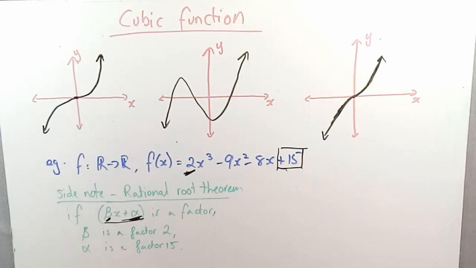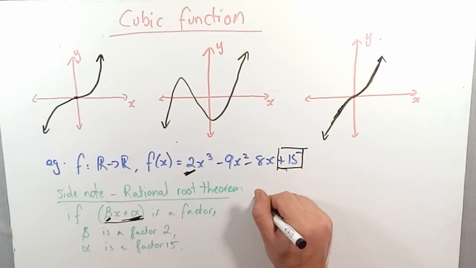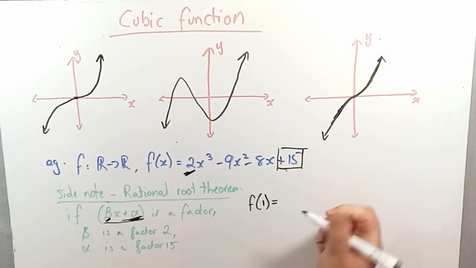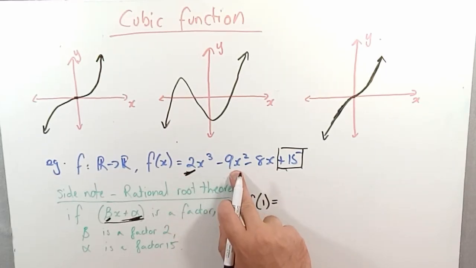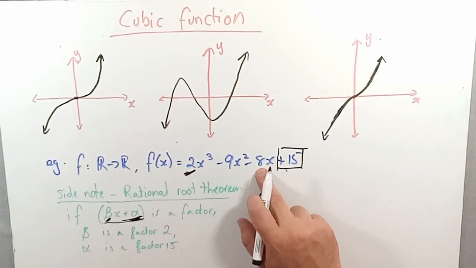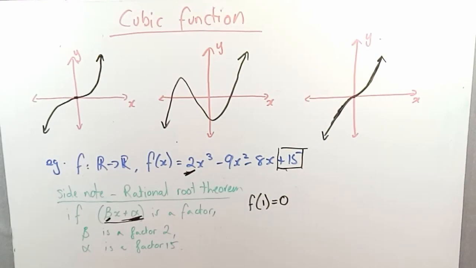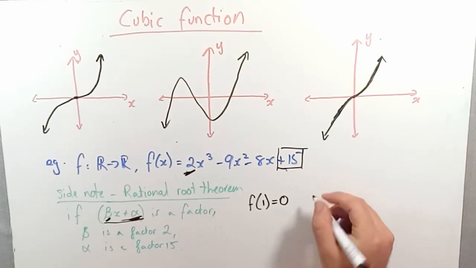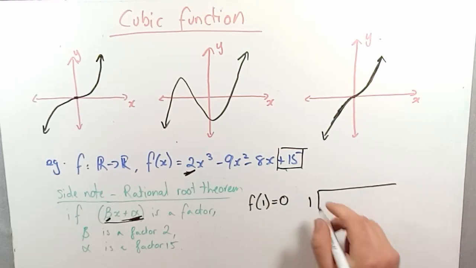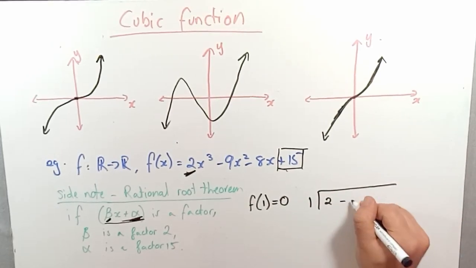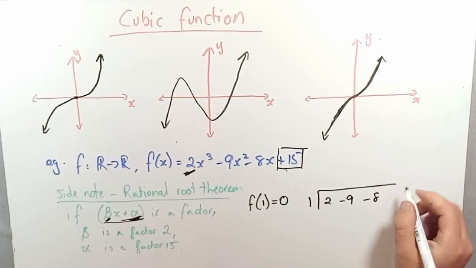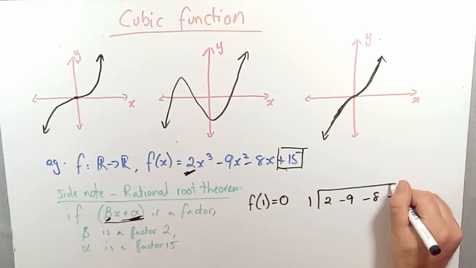Okay, should we look for 1 again? Let's look for 1. So if I look for f of 1, what do I get? I get 2, minus 9 is minus 7, minus 15 plus 15 is 0. Geez, I've worked that nicely, haven't I? That f of 1 seems to work. You might not be quite as lucky, but I'm going to do my synthetic division because it's quick and easy, less likely to make an error.